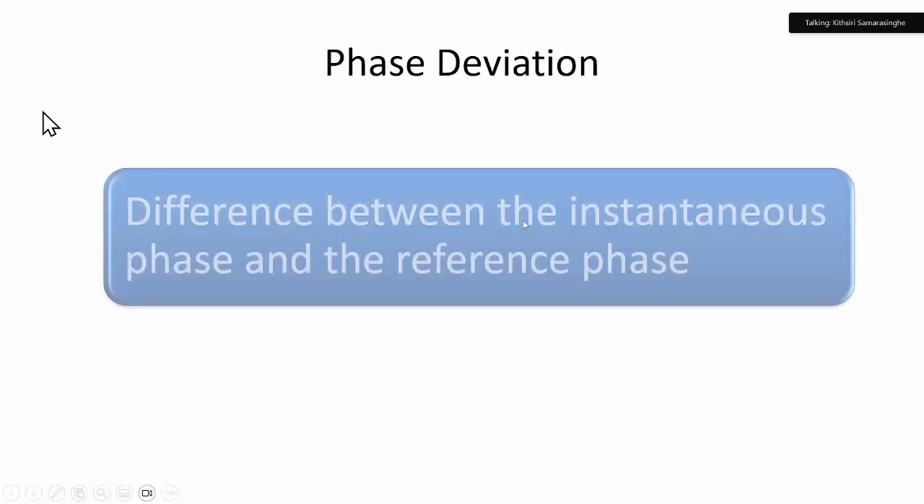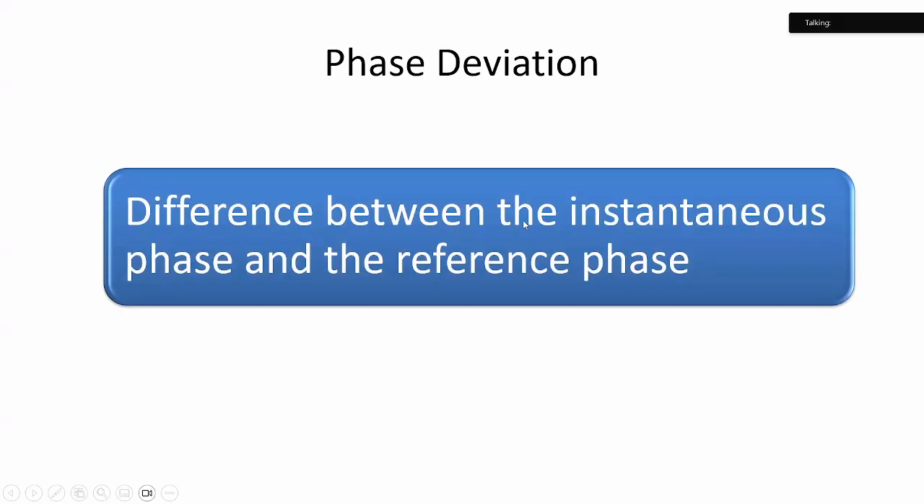So let us define this. There is a word called phase deviation. Deviation is the change of phase with respect to a reference phase. So once you define a reference phase, then the difference between that instantaneous phase of the carrier and that reference phase we call phase deviation. Please ask questions at any time, right? Okay, so phase deviations are there.